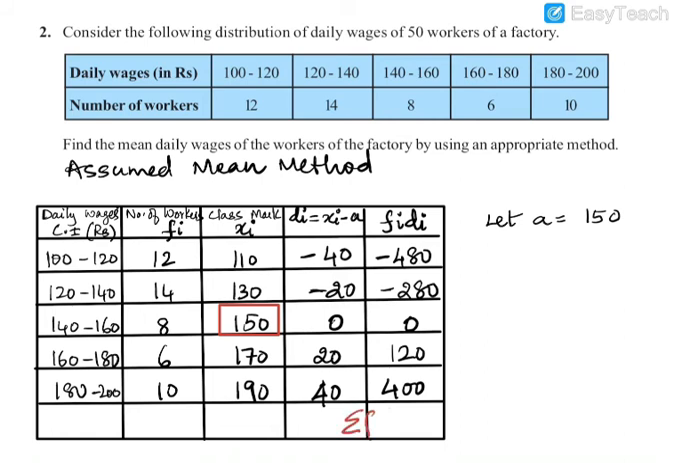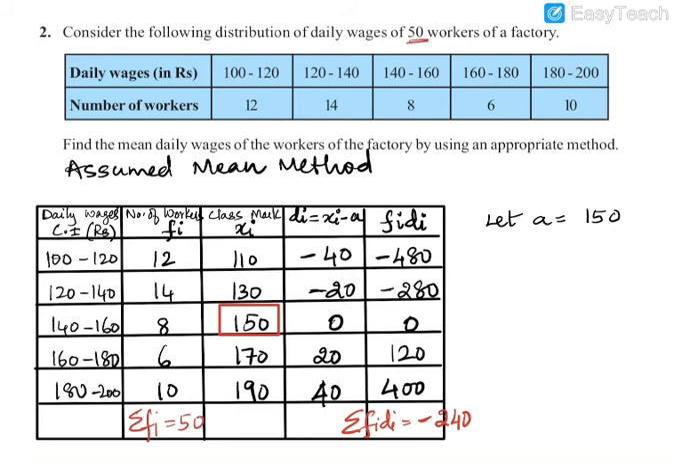Now we have to find summation Fi into Di. So we will add these numbers. Now be careful with the sign. Some numbers are negative and some numbers are positive. So the sum of these products Fi and Di's is minus 240. And summation Fi will be 50.